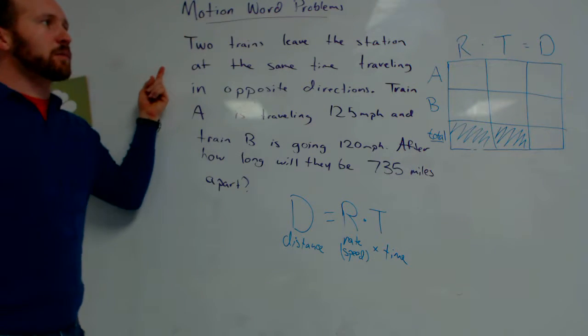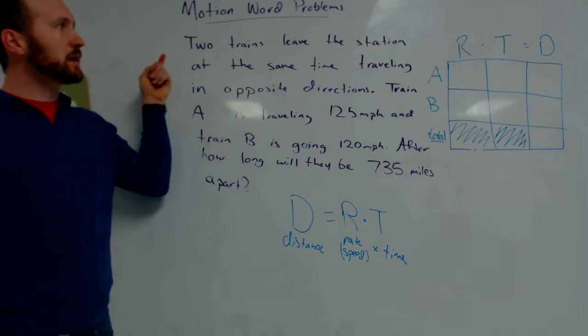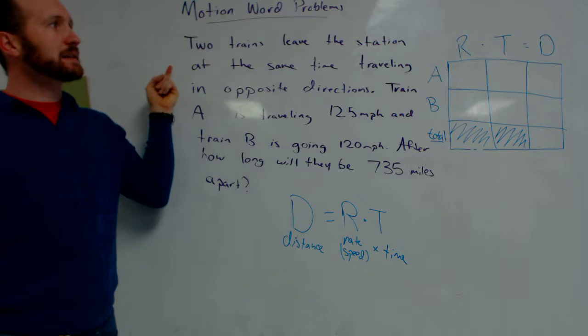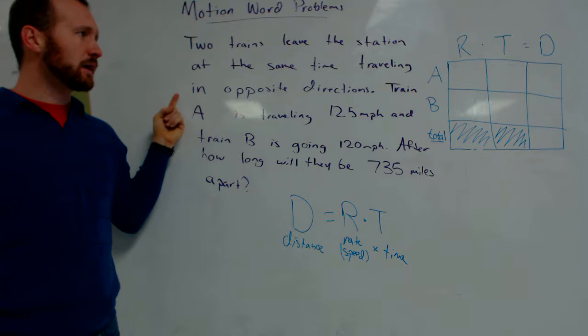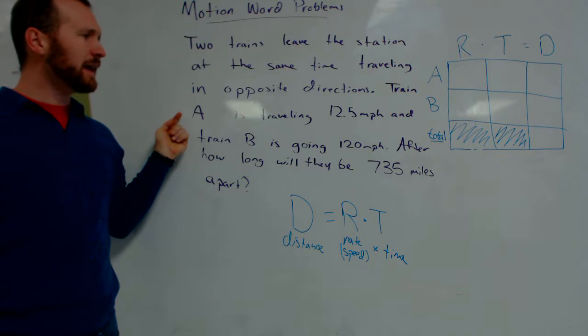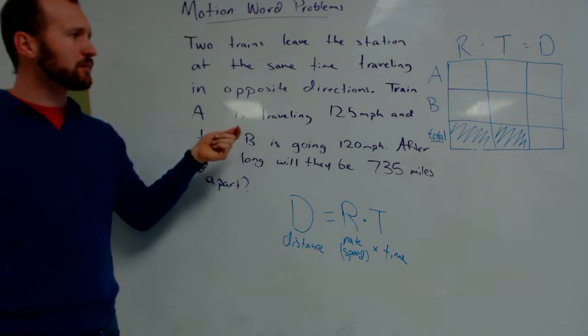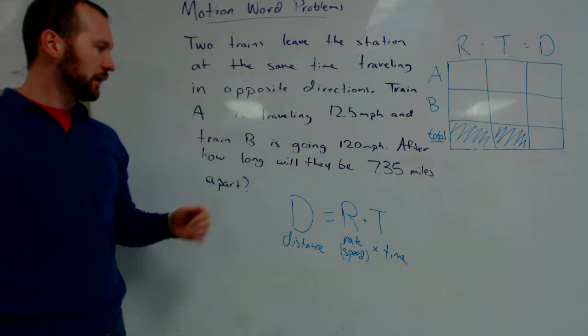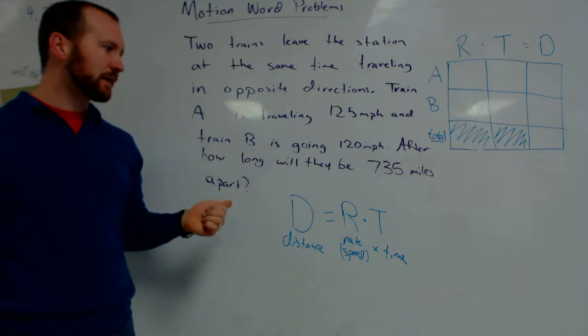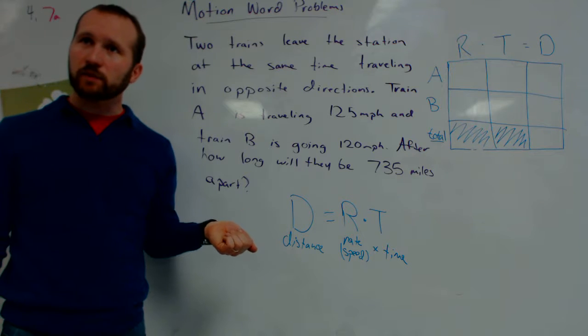So if we read this problem, which I think you guys already did as you wrote it down, 2 trains leave the station at the same time, traveling in opposite directions. Train A is traveling 125 miles per hour. Train B is going 120 miles per hour. After how long will they be 735 miles apart?